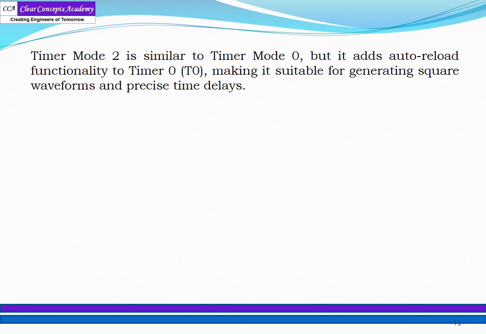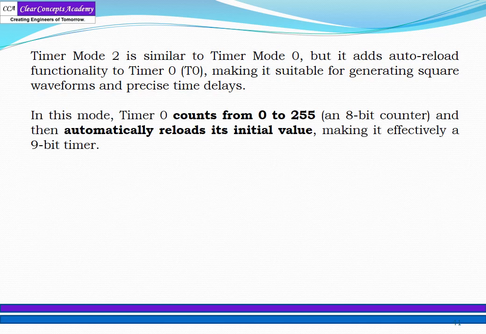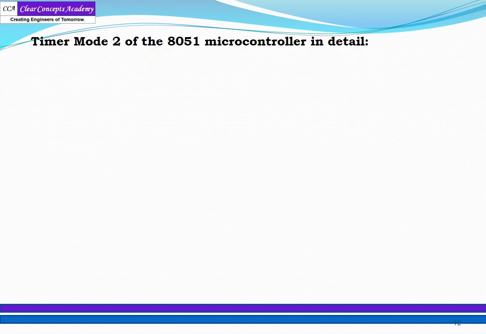The timer mode 2 is similar to timer mode 0, but it adds an auto reload function to timer 0, T0, making it suitable for generating square waveforms and precise timing delays. In this mode, timer 0 counts from 0 to 255 because it is 8-bit, and then automatically reloads its initial value. Timer mode 2 of the 8051 microcontroller in detail.